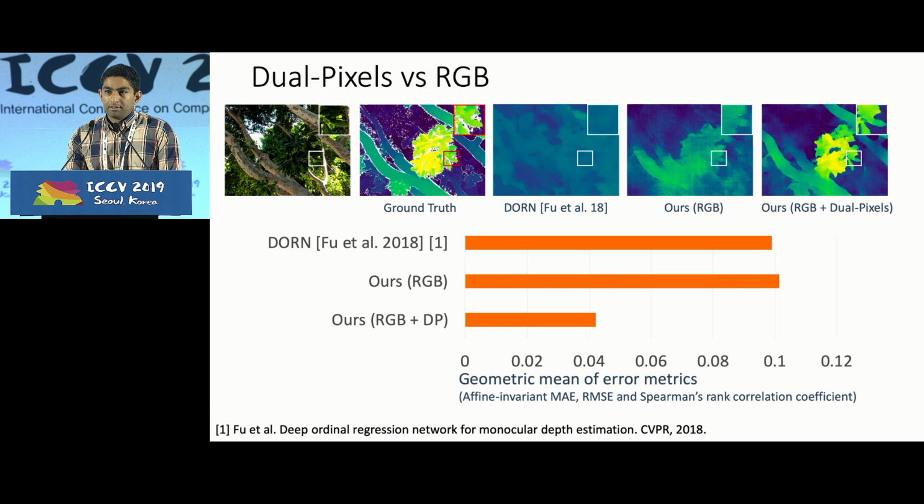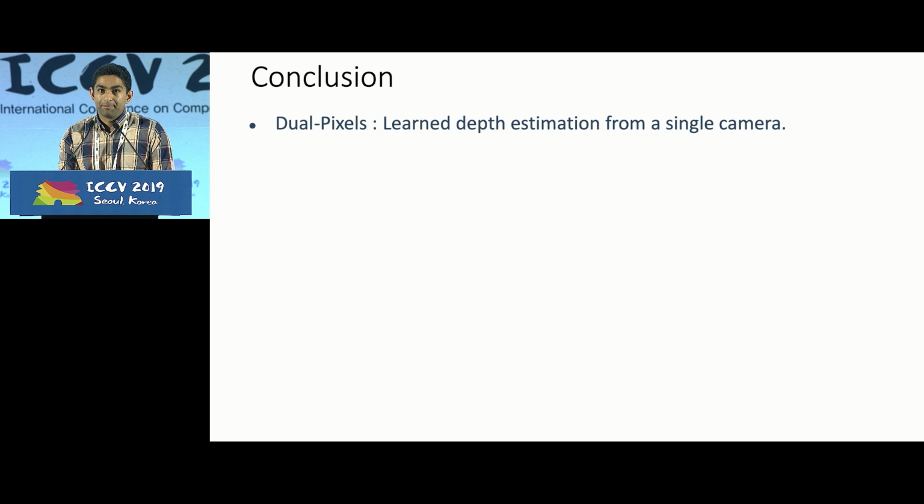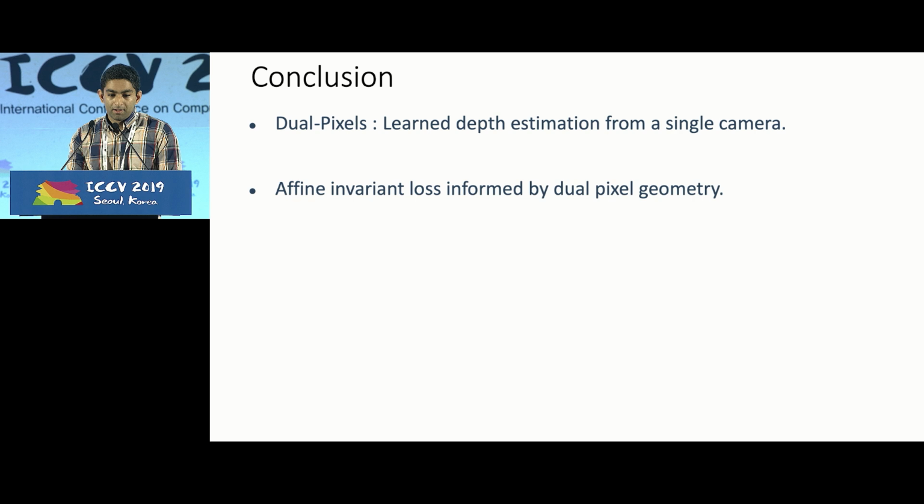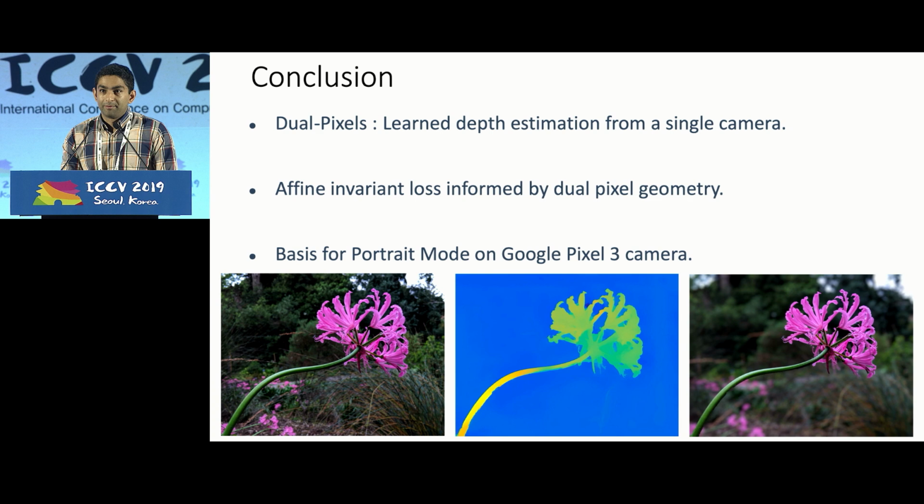To conclude, we showed how to learn depth estimation from dual pixels. We did this by identifying a depth ambiguity and by introducing losses that are invariant to this ambiguity. Our work is also the basis of portrait mode on the Google Pixel 3 smartphone, which recovers depth from a single camera to produce a synthetic shallow depth of field effect.